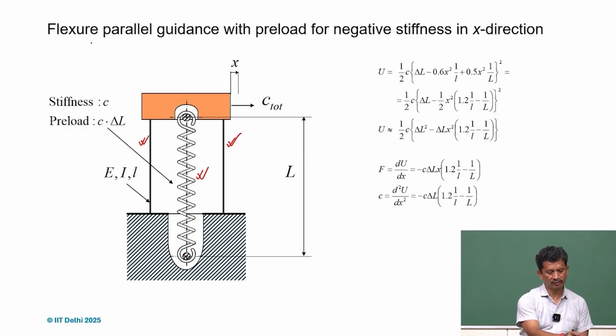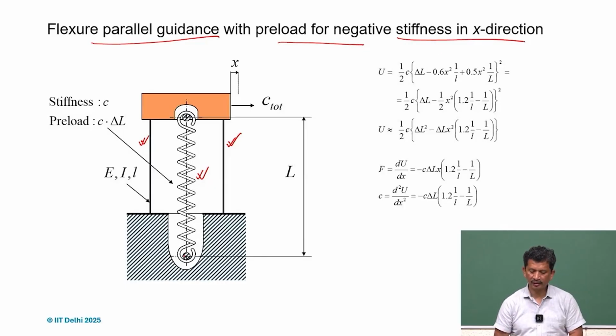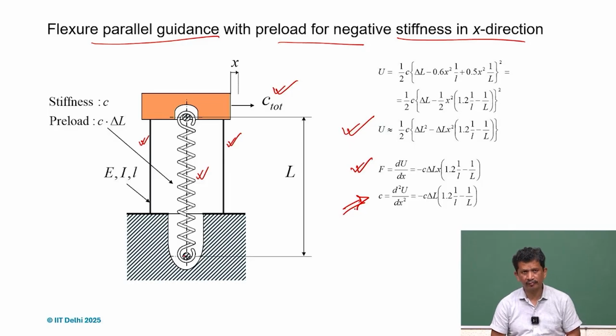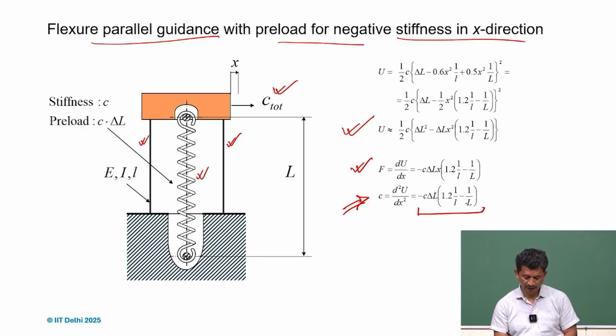So we have the flexure parallel guidance with preload, and whether we can get negative stiffness in the x direction, C total. Again we use the potential energy formulation, and if we take the first derivative, we get the force, and then the second derivative we get the stiffness. And what we realize is that there is a term with minus C delta L, and in brackets 1.2 by small l minus 1 by capital L.